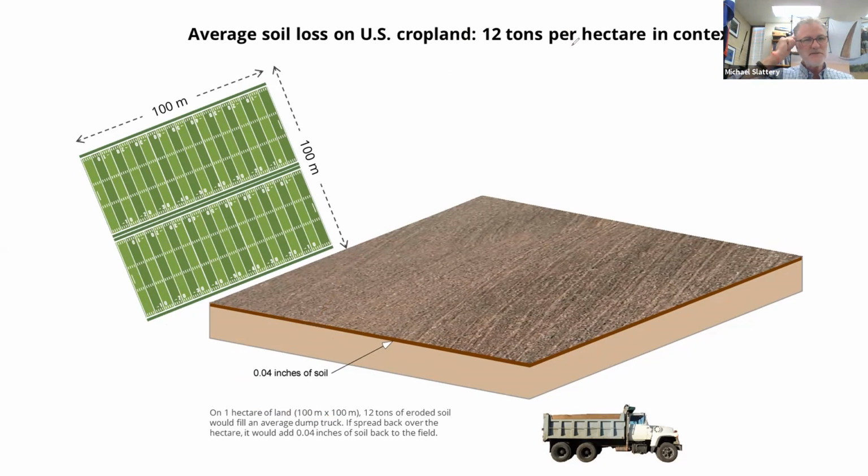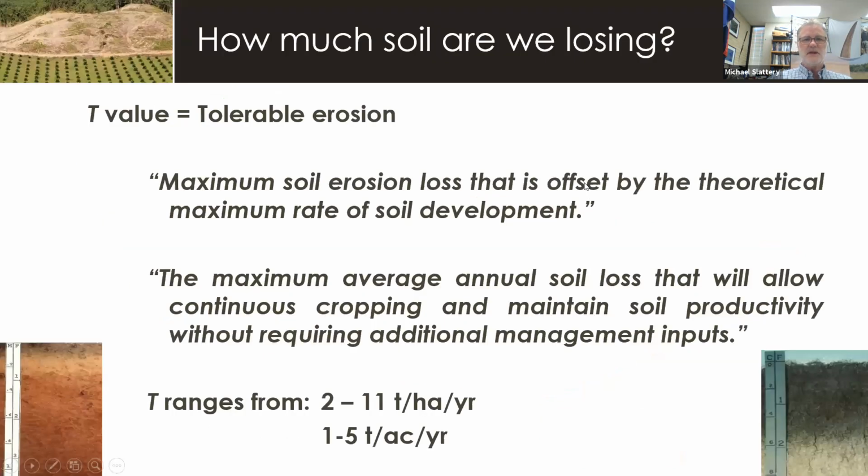Is everybody with me? Make sense? So I'm trying to give you a linear vertical measurement feel for what 12 tons per hectare looks like, okay? So the next question is, can we sustain that? Is that a sustainable rate of soil loss in the United States? Well, the question is, what is sustainable soil loss? What does that actually mean?